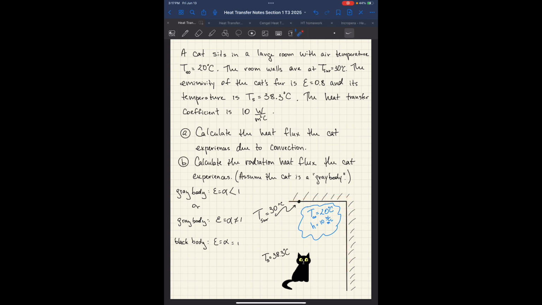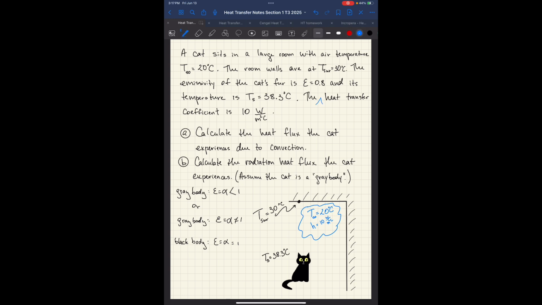Okay. Note also, look, the air is not the same as the surroundings. Sometimes it is, sometimes it isn't. It really depends on the problem. In this particular problem, it's not the same. So just make sure that you take note of that, because T infinity and T surrounding are not the same thing. Okay, the emissivity of the cat's fur is 0.8, the surface temperature of the cat 38.3, heat transfer coefficient is 10 watts per meter squared Celsius.